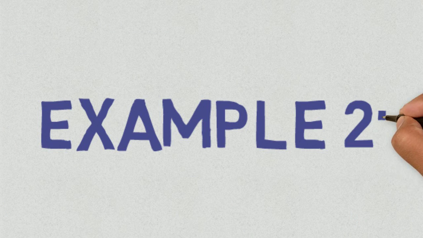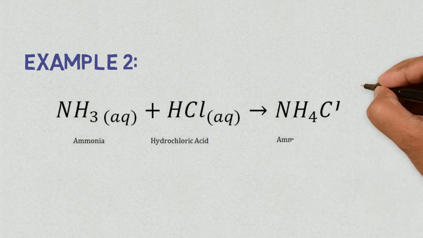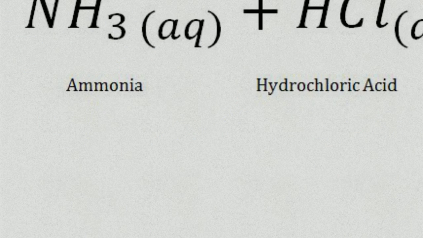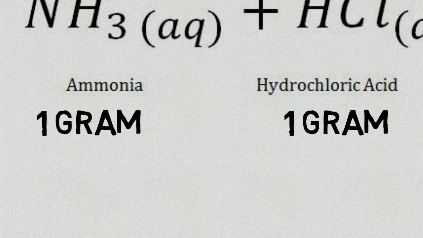So now we're going to be looking at another reaction. Say we have the following reaction: ammonia plus hydrochloric acid, and the product of this reaction is ammonium chloride. So we're given 1 gram of ammonia and 1 gram of hydrochloric acid.